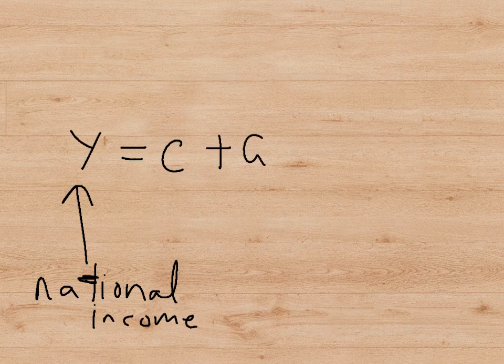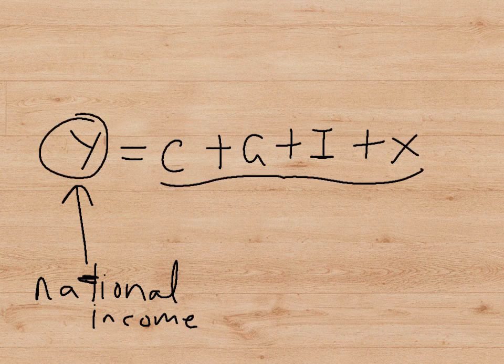Governments are also doing some spending. Firms are spending money. They're investing money in capital equipment, that is factories and machinery, etc. Also, foreigners are doing some spending. They are buying our goods. So if we say that total income is equal to total spending, the total spending in the economy is C plus G plus I plus X.